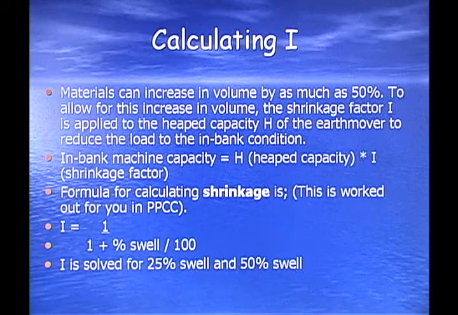Your formula for calculating shrinkage is worked out for you in Principles and Practices of Commercial Construction. We're going to go through the formula. I equals 1 divided by 1 plus your swell factor divided by 100. I is solved for you in the book for 25% swell and 50% swell, so you don't have to work out I. On the exam, I in this problem is already worked out. It's in the book. All you do is look it up.